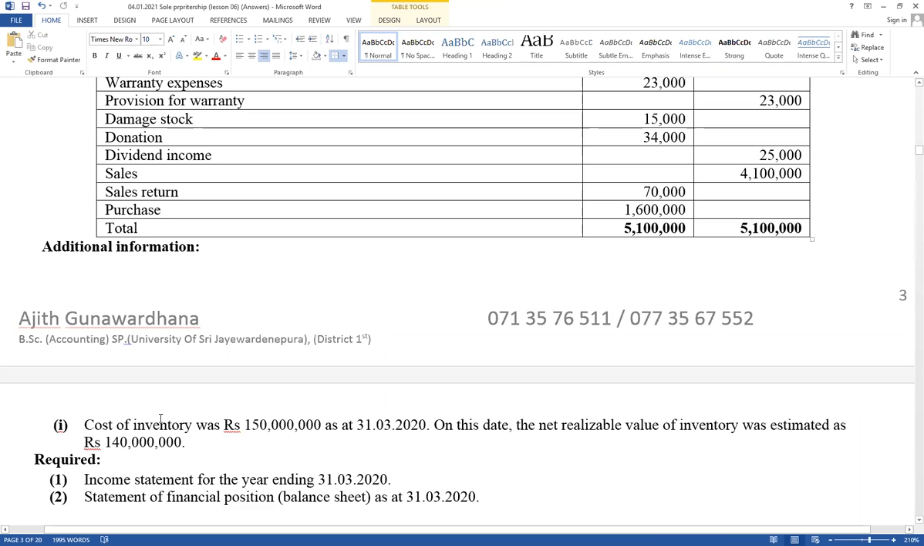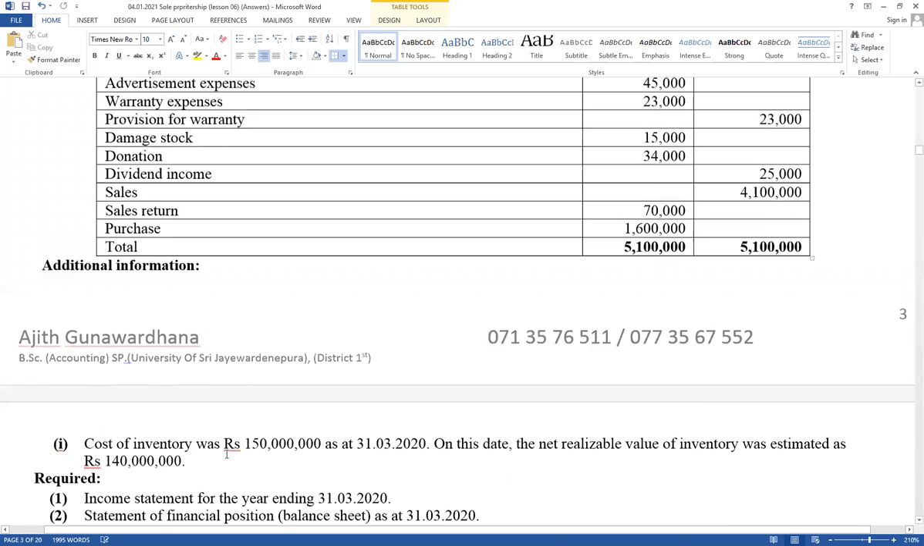In this example, it has given only an inventory adjustment, but in the paper it has given EPF and ETF adjustments, then goods sent on sales or return basis adjustment, bad and doubtful debts adjustment, prepaid expense and accrued expense adjustments, as well as damaged stock adjustment. I will discuss the adjustments separately, and complete sums with adjustments I will discuss later.